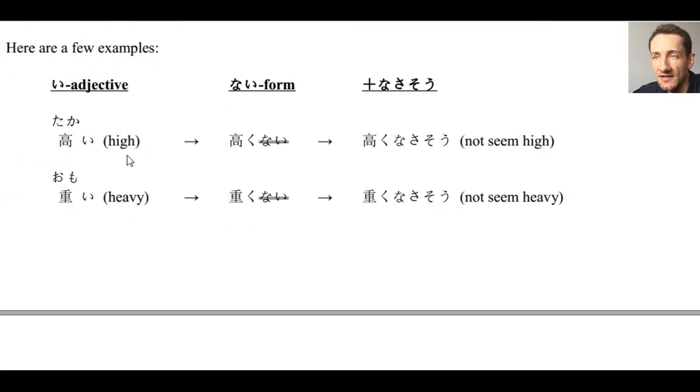So here we have our e adjective, takai. Of course the nai form is takaku nai. We drop nai, add nasa sou and get takaku nasa sou. So something does not seem high or does not look expensive. Next we have omoi. And the nai form is of course omoku nai. So not heavy. We drop nai and we get omoku nasa sou. Does not look or does not seem heavy.